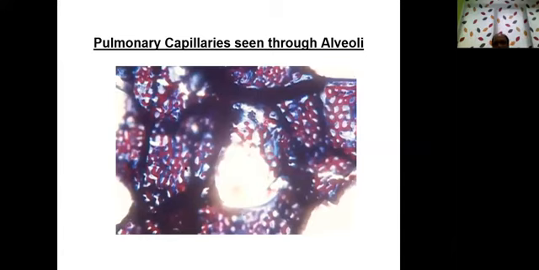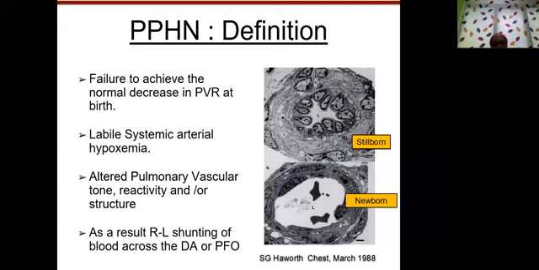Now, coming to the definition of PPHN, it's a failure to achieve the normal decrease in PVR at birth, leading to a very labile systemic arterial hypoxemia. This is due to altered pulmonary vascular tone, reactivity, or structure. As a result, there is right to left shunting across the ductus arteriosus as well as the foramen ovale.